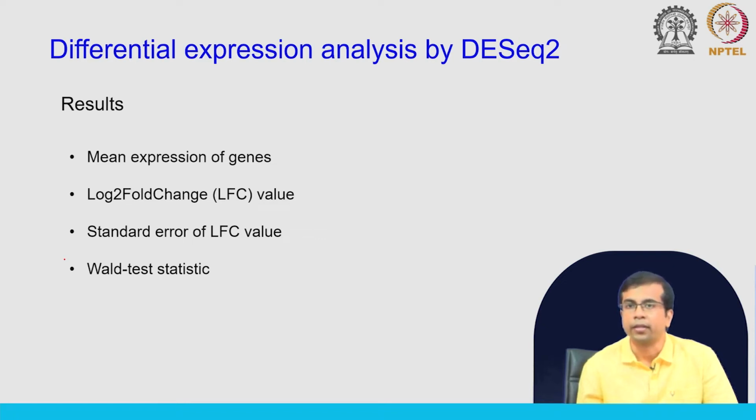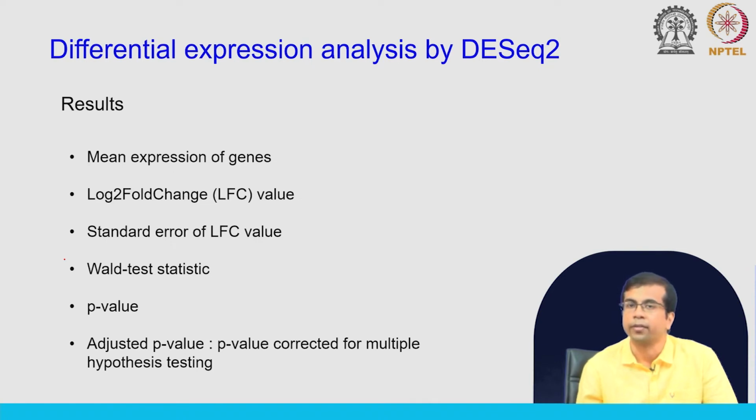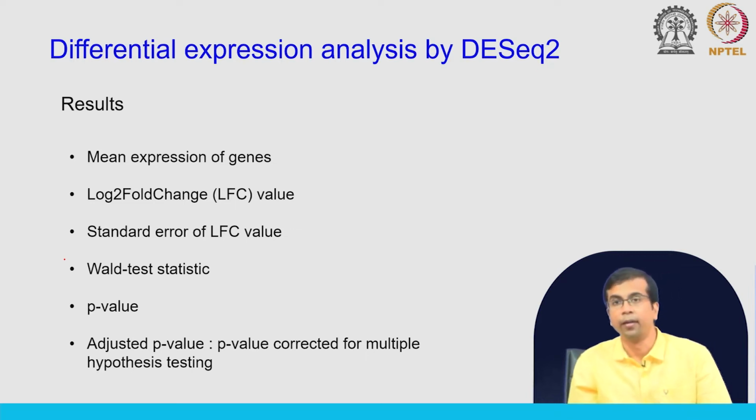It will give us the results of the statistical analysis. Because DESeq2 performs the Wald test, you will get the Wald test statistic, you will get the p value, and you will also get something called adjusted p value. This is a p value corrected for multiple hypothesis testing. So, you will get all these values for every gene. Okay. So, if you have 7,000 genes, you will get these values for 7,000 genes. And from that you can then identify which genes are showing significant difference in expression. Also you get the log2 fold change.